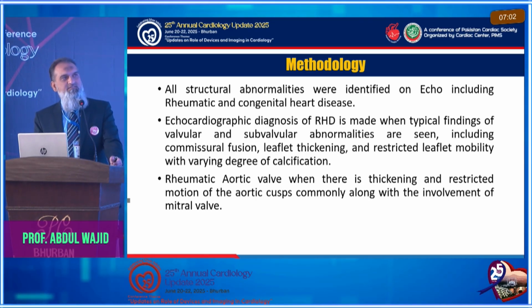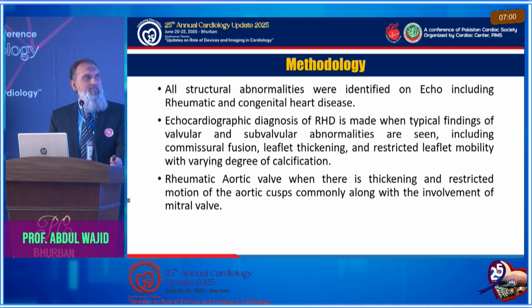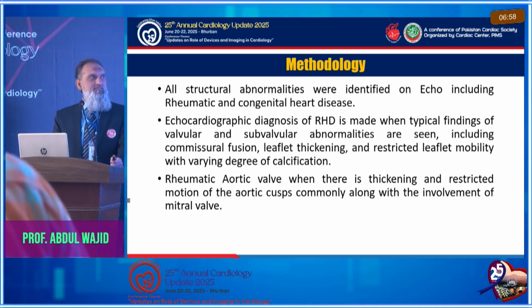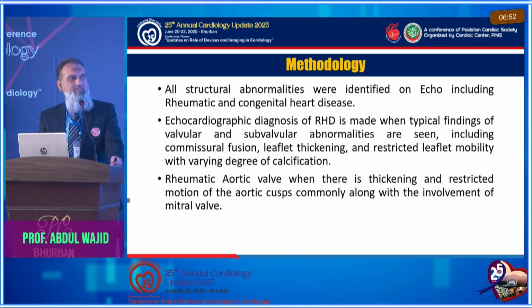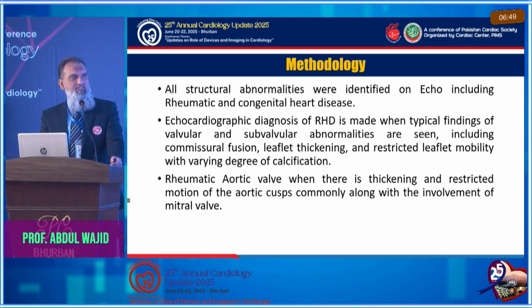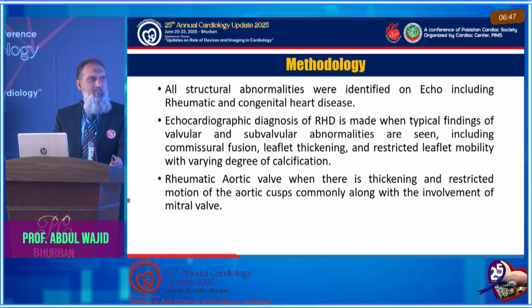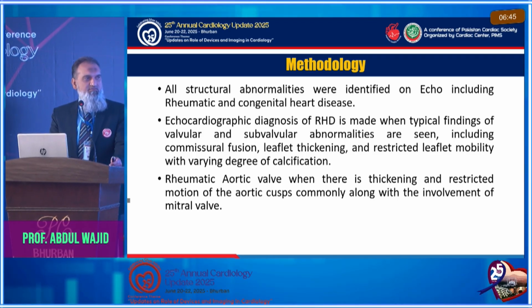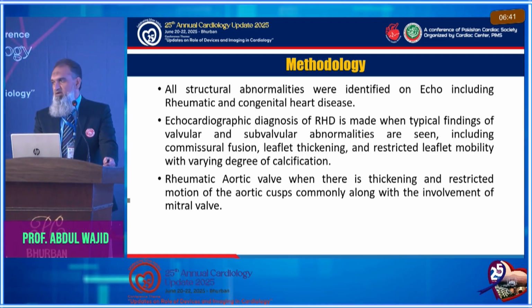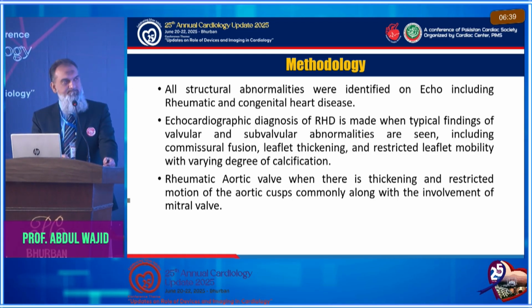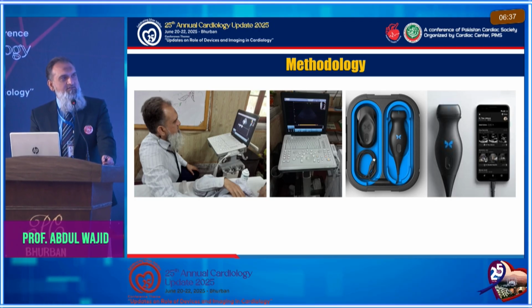All structural abnormalities were identified on echo, including rheumatic and congenital heart disease. Echocardiographic diagnosis of rheumatic heart disease is made when typical findings are found, like valvular or subvalvular abnormalities, including commissural effusions, leaflet thickening, restricted mobility, and calcification. Rheumatic aortic valve is diagnosed when there is thickening and restricted movement of aortic cusps, along with involvement of the mitral valve. So this is our methodology.